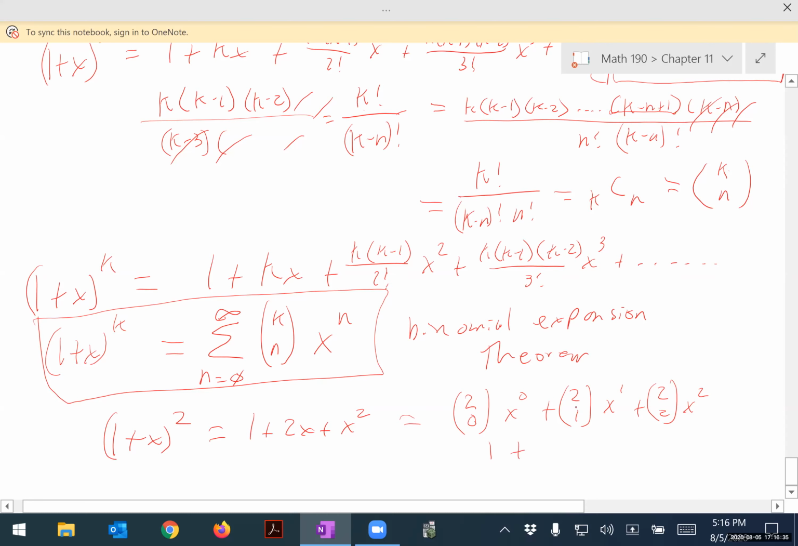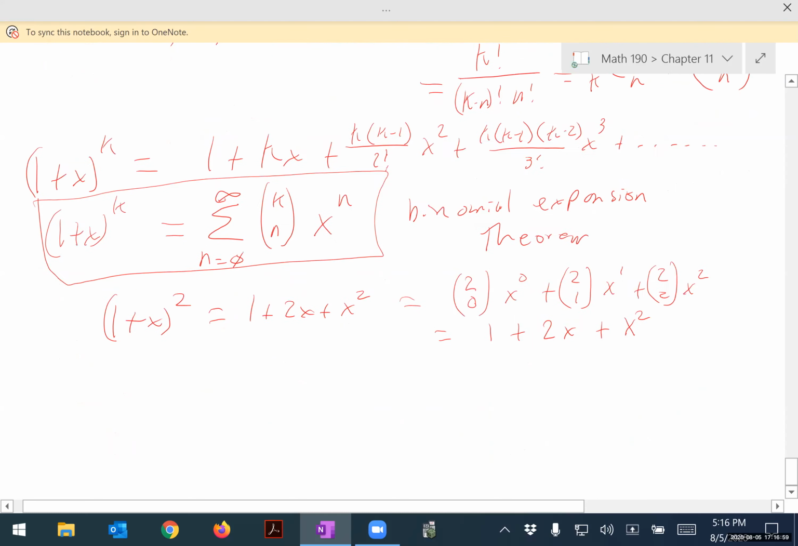Out of 2, choose 1. How many ways can you choose 1 out of 2 items? If you want apple pie or pumpkin pie, you have to choose one of them. There's 2 ways. 2x plus out of 2, choose 2. How many ways can you choose both? Just 1. You choose both. So that's 1x squared. Boom.